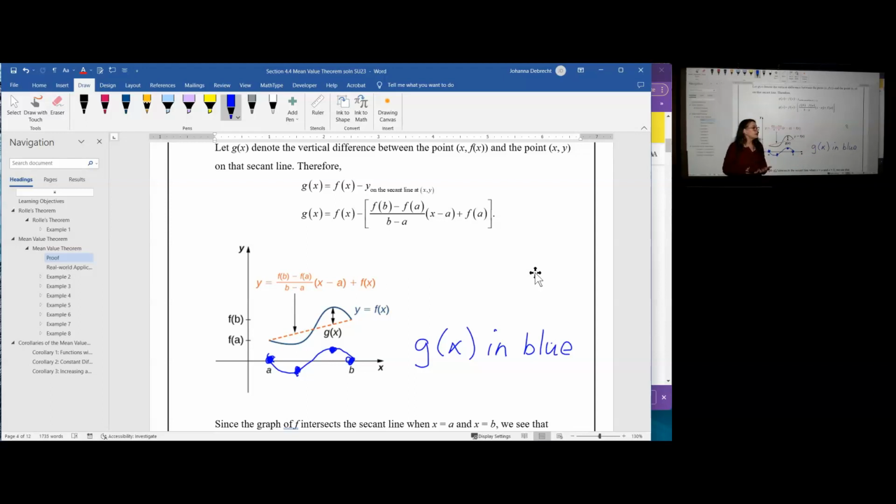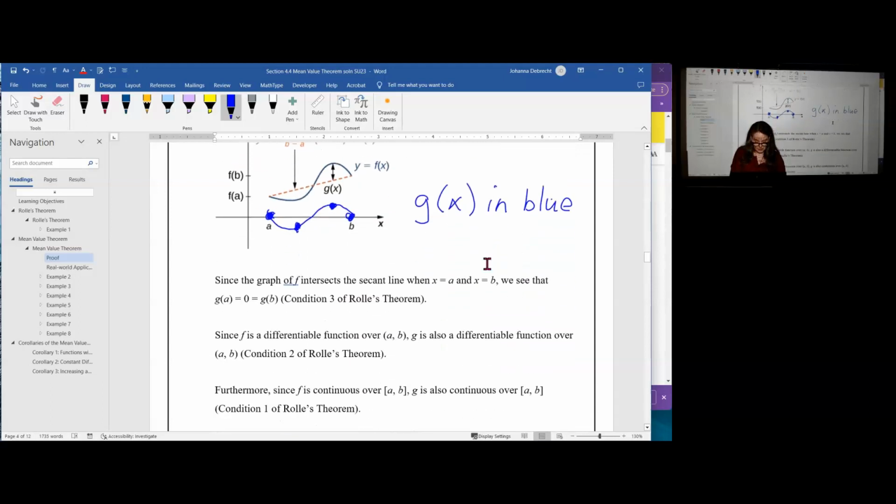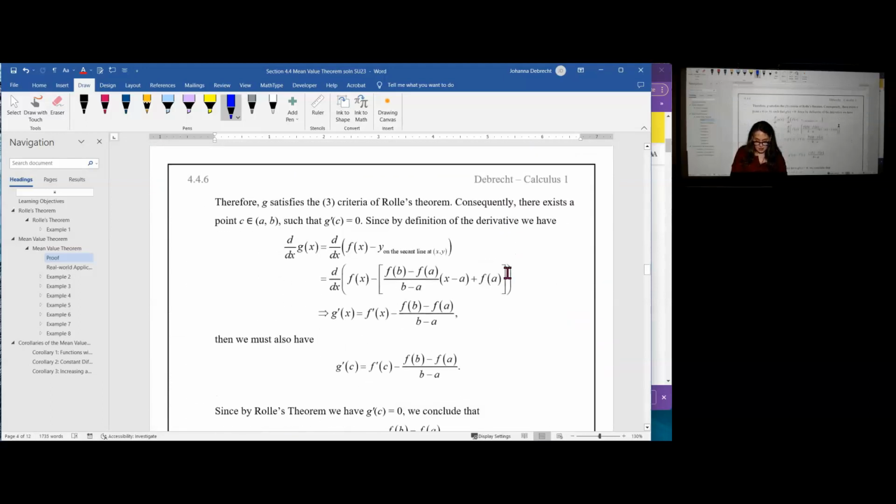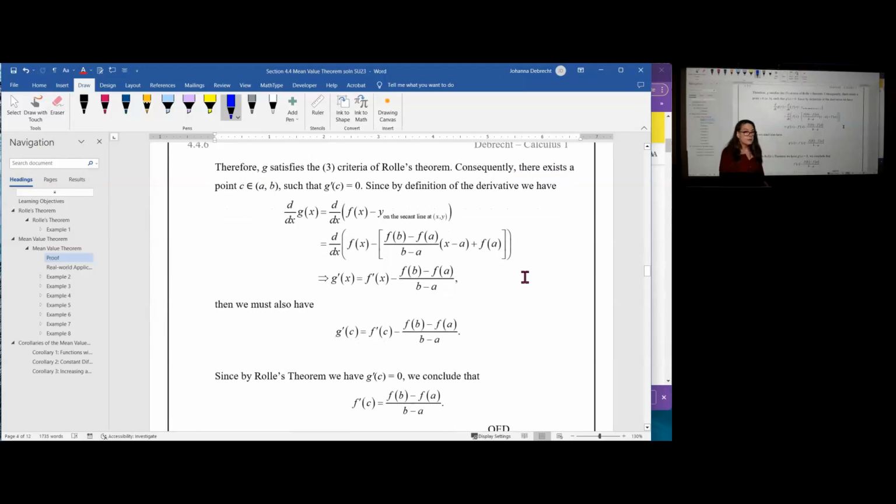What about continuity? The last condition for Rolle's theorem. We know f of x is continuous by the original. We know that the difference quotient is a constant, and x minus a is just linear. It's definitely continuous because it's a polynomial. And f of a is also a constant. The difference of two continuous functions is continuous, so we know that g of x also meets the third condition for Rolle's theorem. Since it meets all three conditions for Rolle's theorem, then the conclusion must also be true.